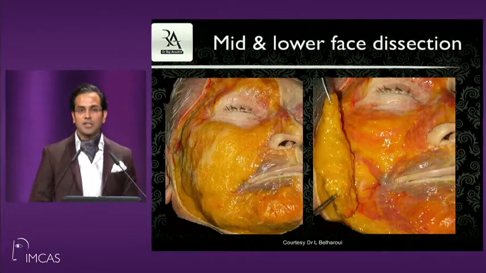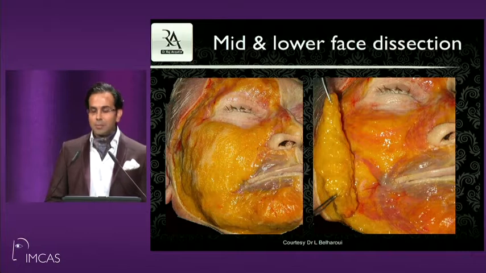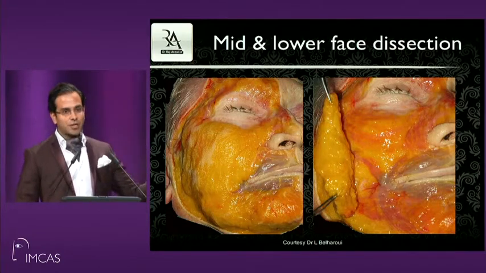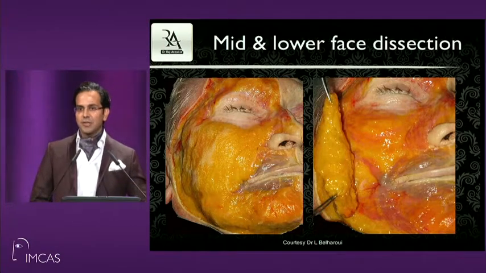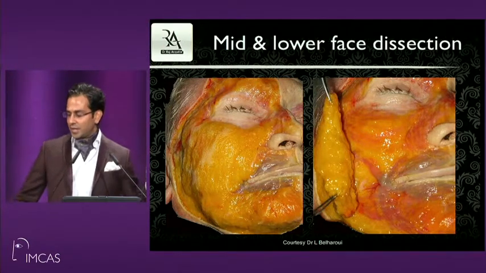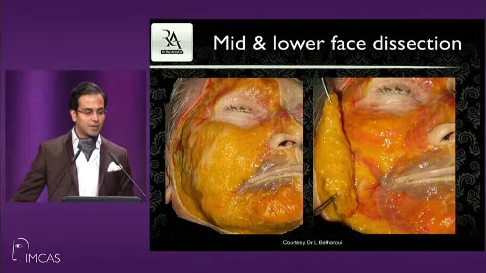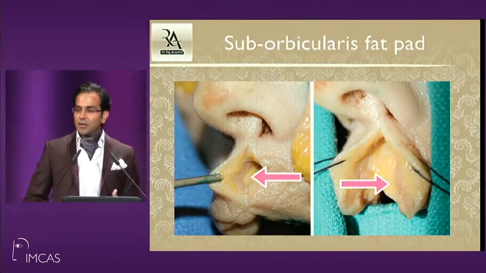Here's a lovely dissection from Lakhdar Belarbi, showing the modiolus. You see the starfish structure in the corner of the mouth, fibromuscular insertion point for those facial muscles, and its vertical position dictates the happiness or sadness of the face. Again, look at this dissection.